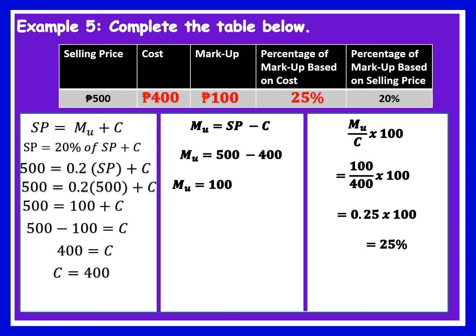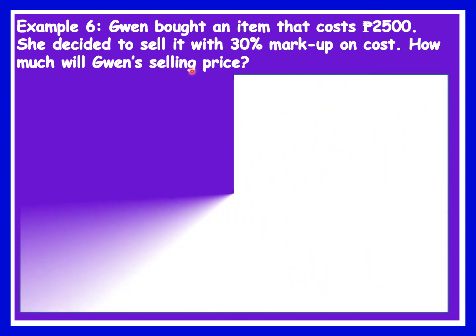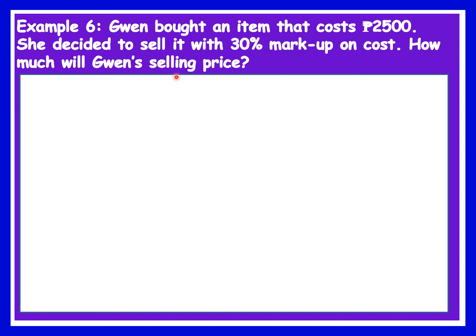Okay, for the next example, we are going to have a word problem. Example number 6. Gwen bought an item that costs 2,500 pesos. She decided to sell it with 30% markup on cost. How much will Gwen's selling price be? Let us now solve it. The given here, we have 2,500 as our cost. So C equals 2,500.